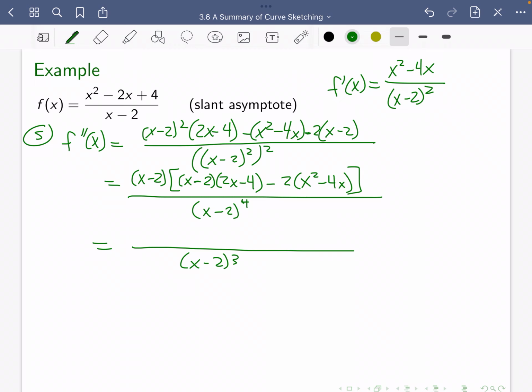And when we FOIL out the stuff, we will have a 2x squared minus 4x minus another 4x plus 8 minus 2x squared plus 8x. So the 2x squareds will cancel. Negative 4x, negative 4x plus 8x, that cancels. So we're left with just 8 over x minus 2 cubed. So this second derivative does not exist when x is equal to 2.